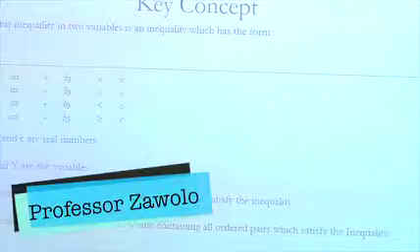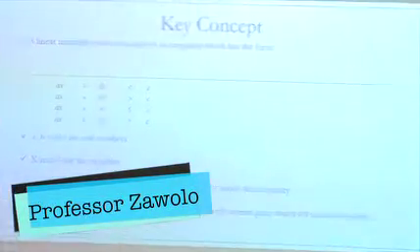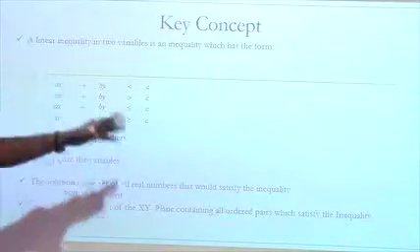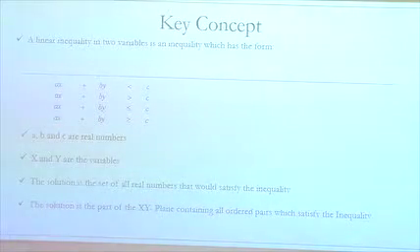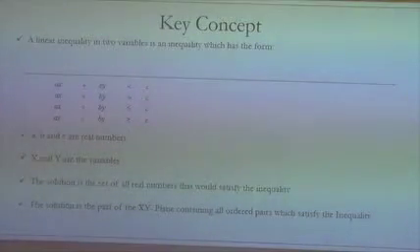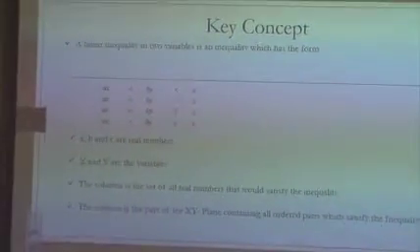Background information. What is a linear inequality in two variables? A linear inequality in two variables is an inequality that will look like one of these inequalities I have listed here. It could be in the form of ax plus by less than c, ax plus by greater than c, ax plus by less than or equal to c, ax plus by greater than or equal to c.